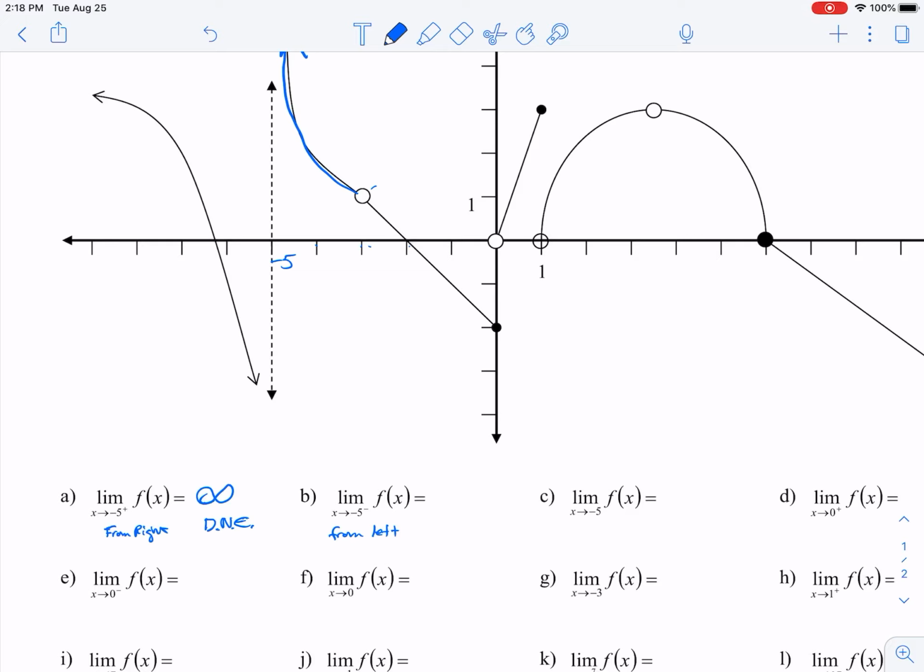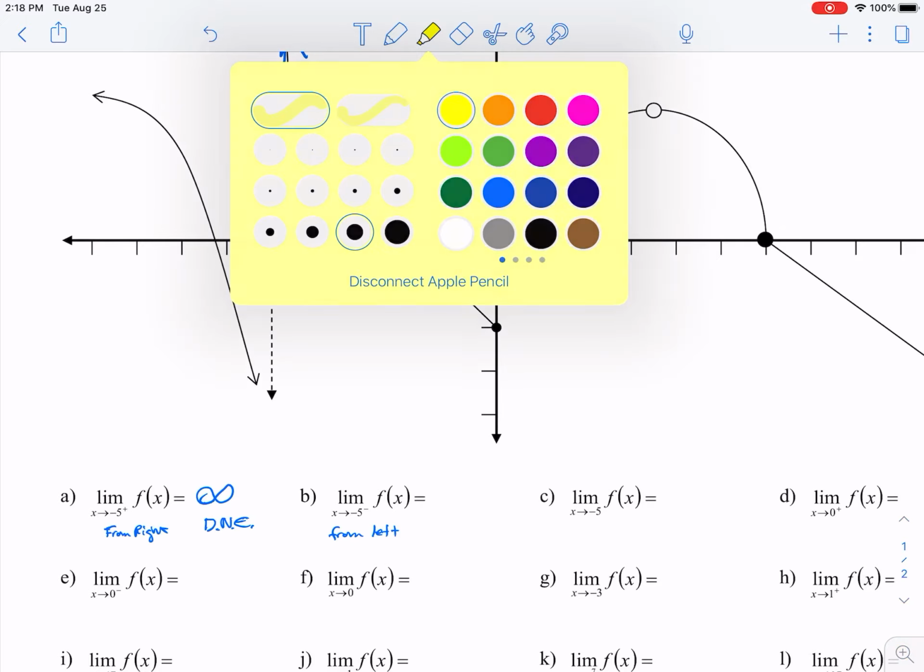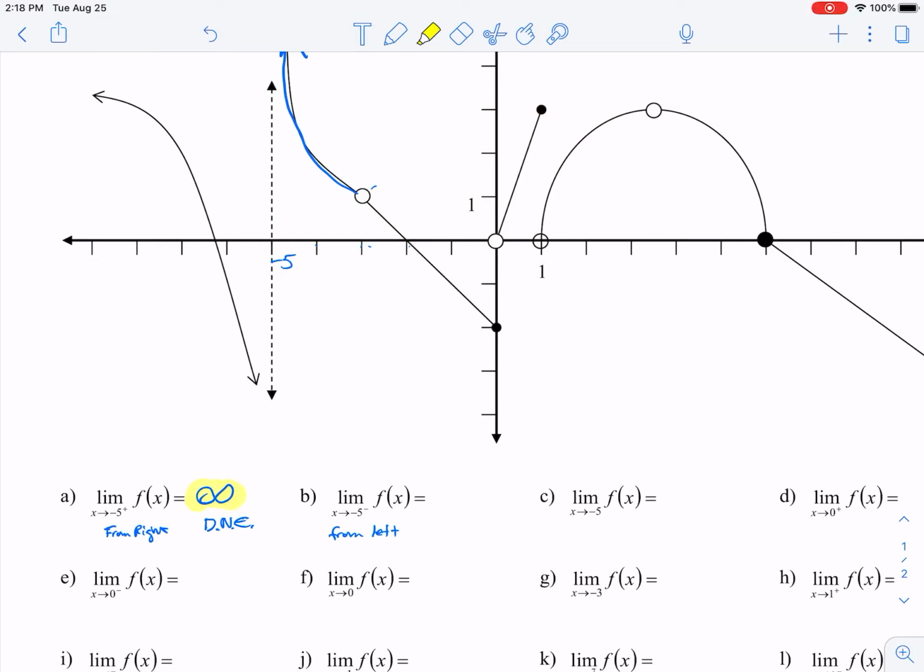But this is the preferred answer on a one-sided limit because it tells me what the graph is doing. It's a lot of what we do in calculus, describing graphs. On a multiple choice test, this choice and this one, you won't have both of them there. It's either going to be one or the other. And most likely, they're going to put infinity because it's more descriptive. It tells you what the graph is doing.